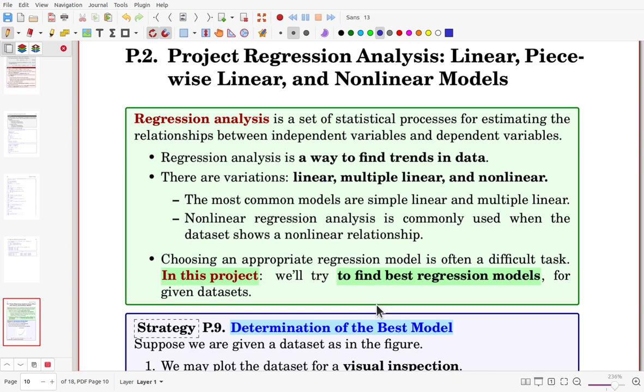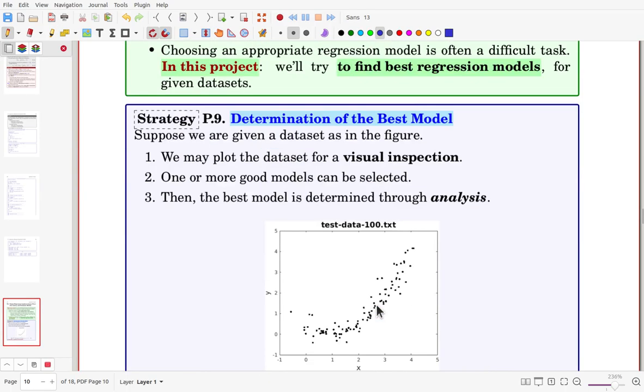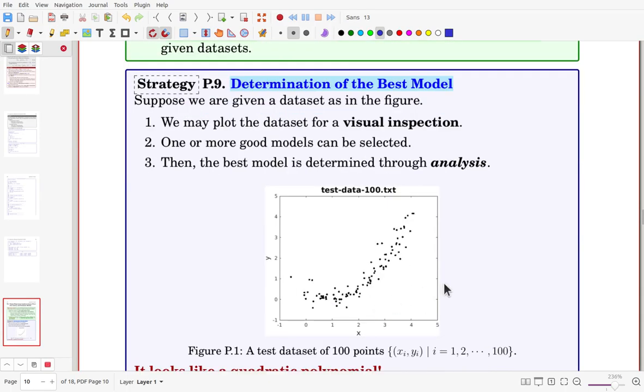Here is a common strategy for the determination of the best model. We assume we are given a data set as in this figure. First, we may plot the data set for a visual inspection. Then we can select one or more good models. Then finally, the best model is determined through analysis.